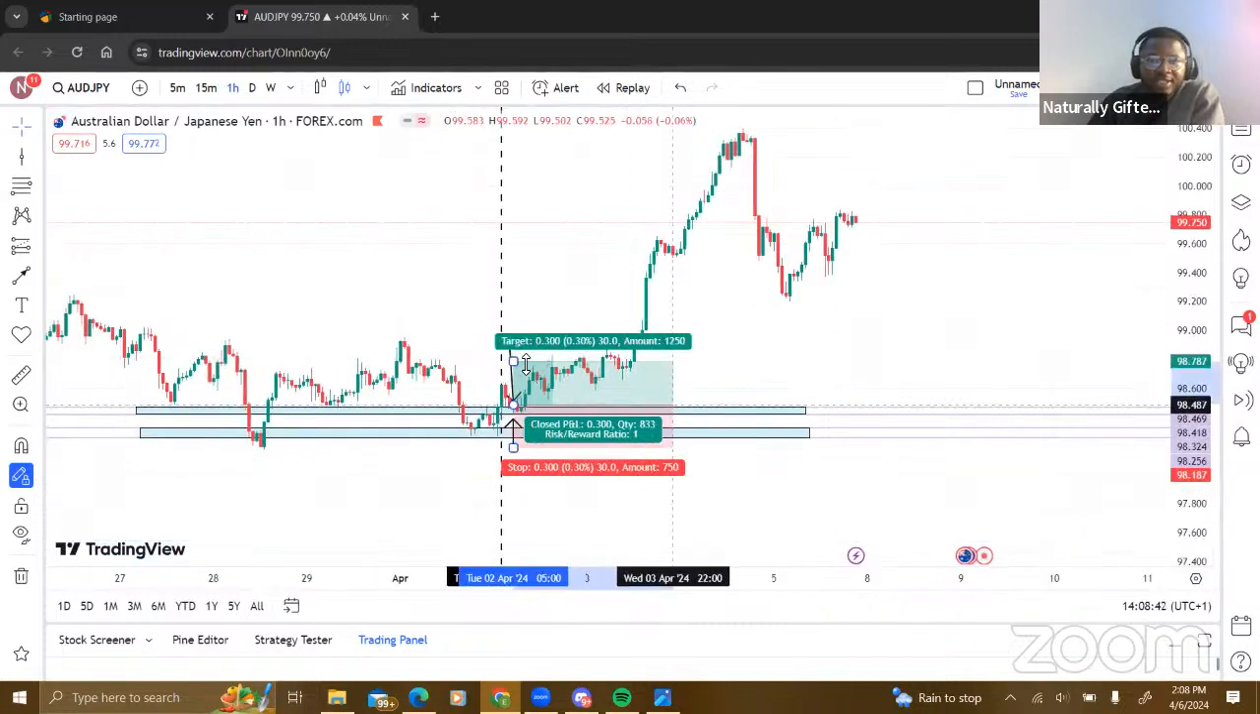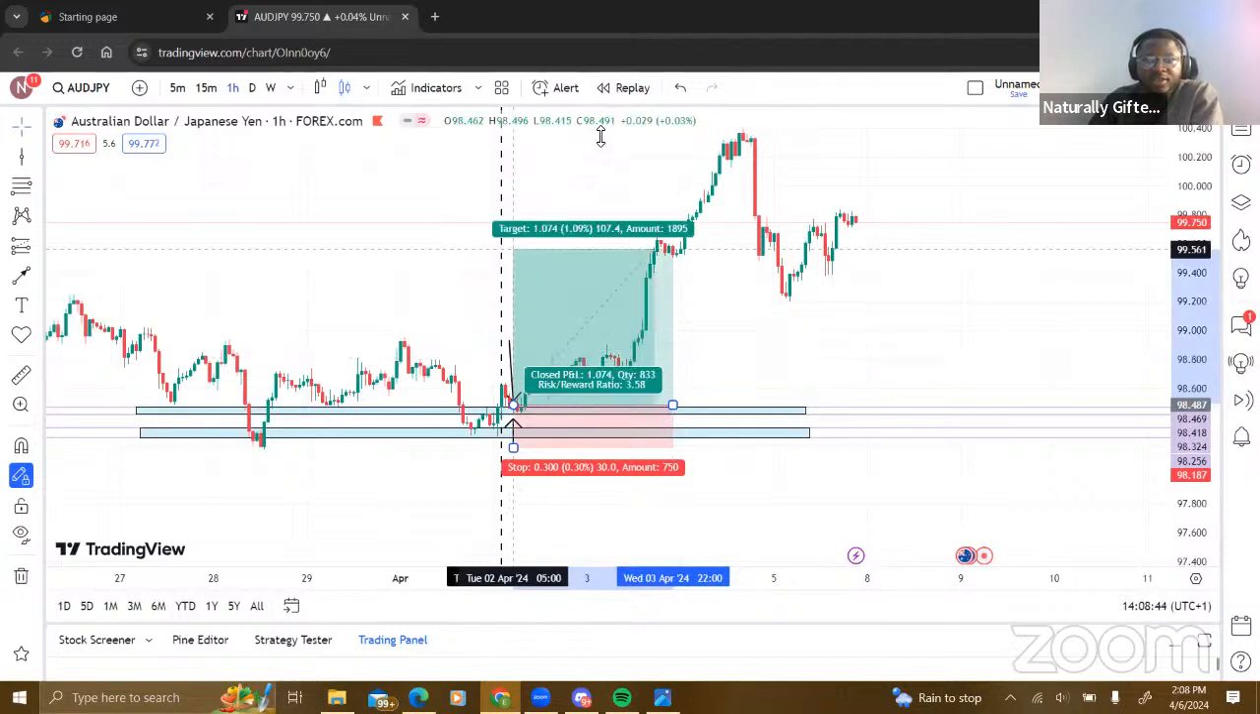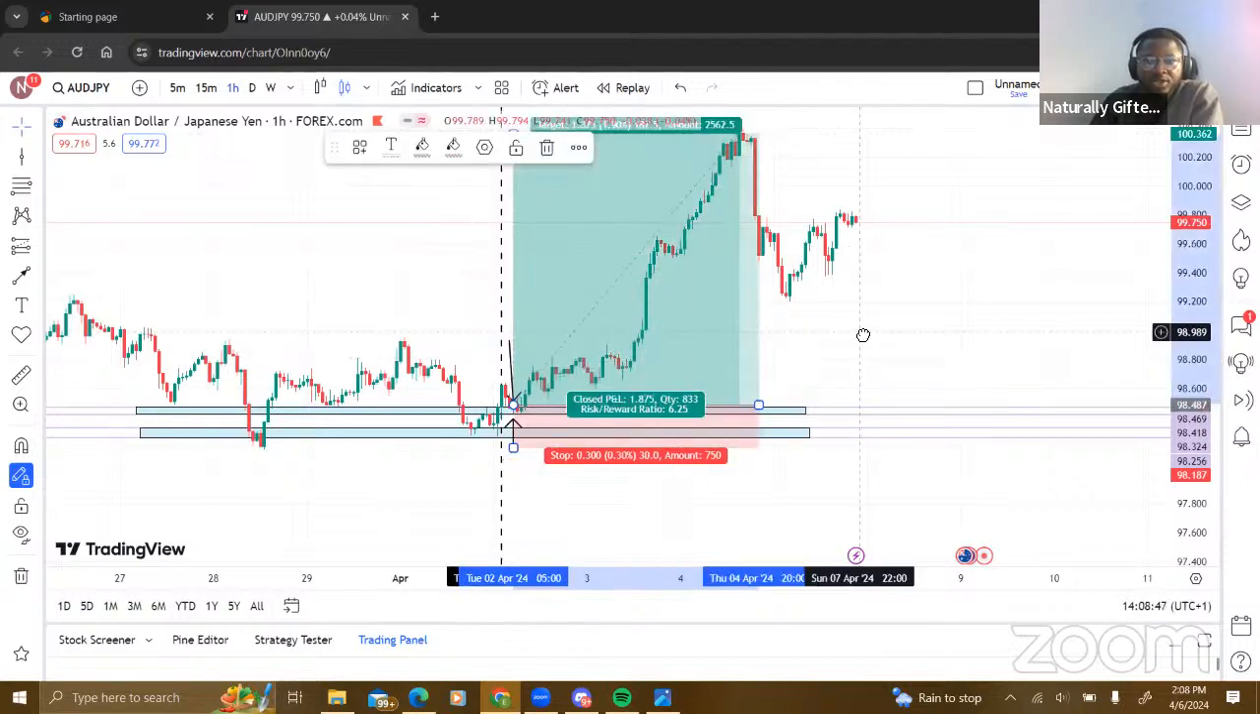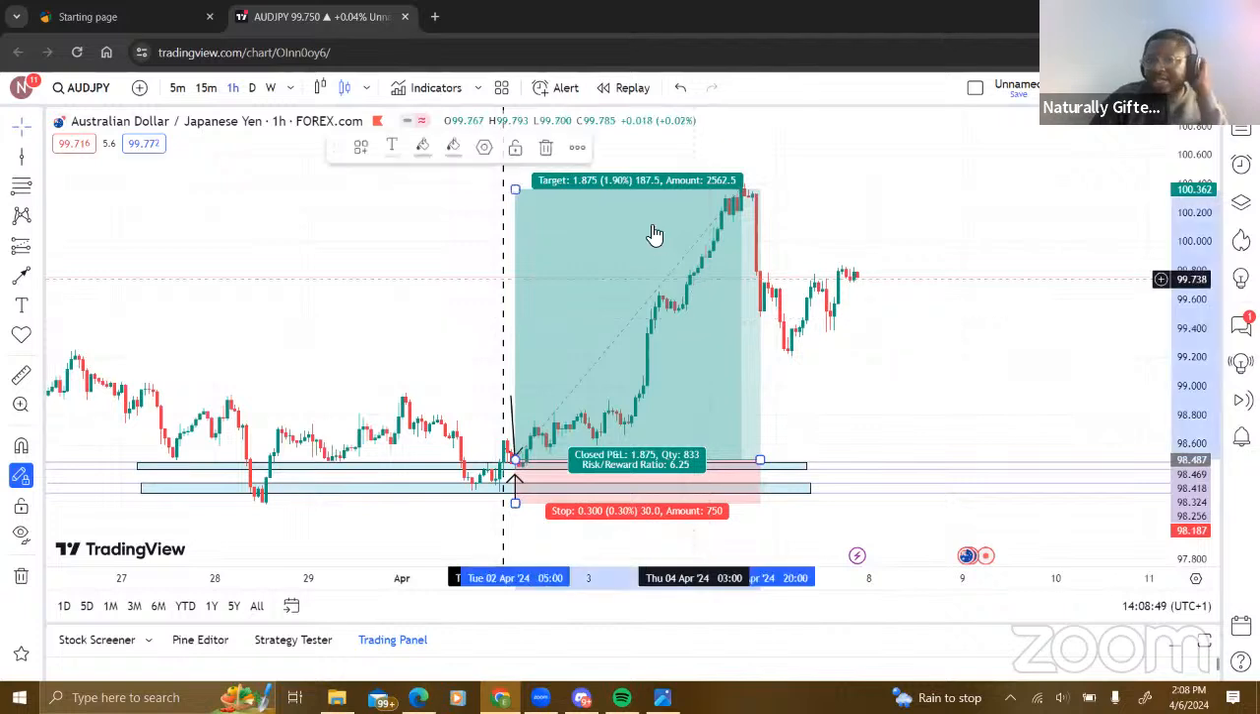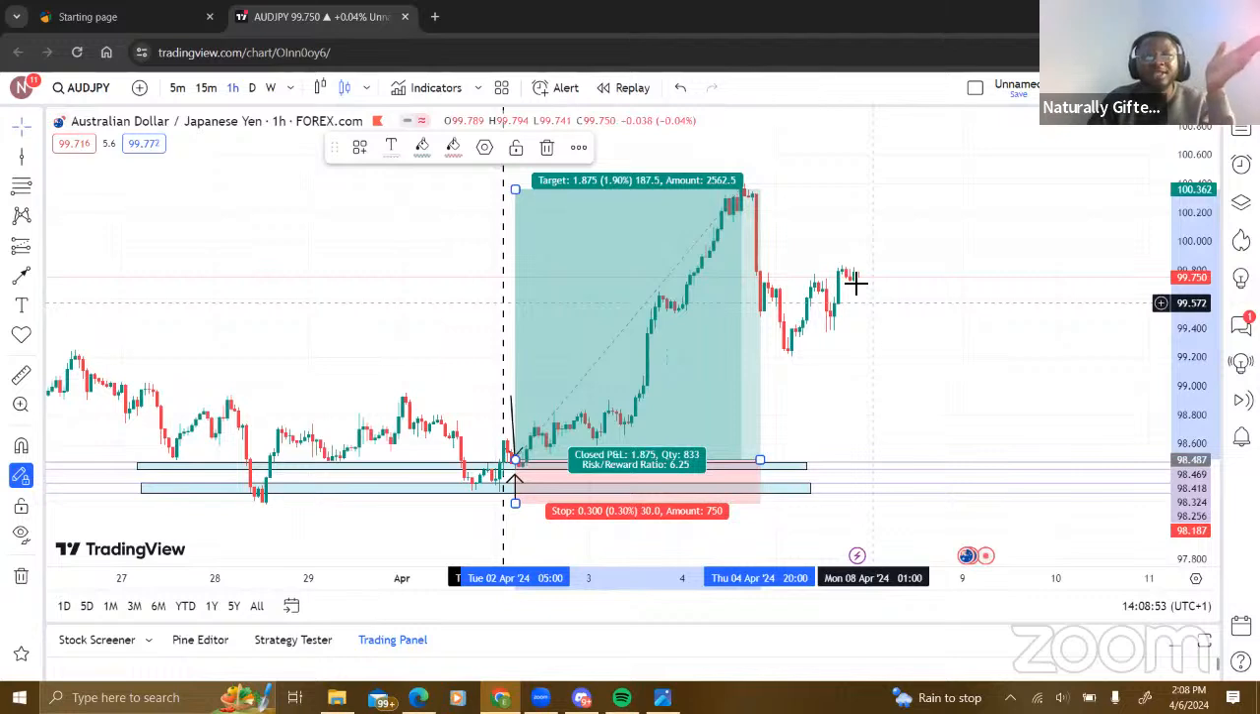Look at this right here. Taking this trade, you'd have been able to leverage this all the way to the top. How many pips is that? That's 187 pips. How many 30s can you find in 180? 3 times 5, 15, 3 times 6, 18. Okay, good.